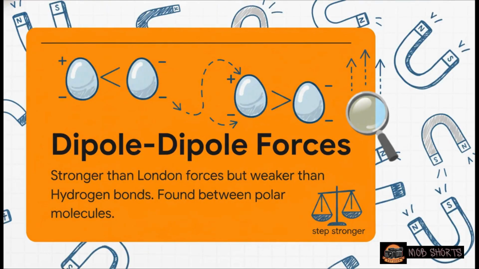Okay, moving up the ladder, we have dipole-dipole forces. These are a step stronger. They only happen in what we call polar molecules. Those are molecules that have a permanent slightly positive end and a slightly negative end. They're basically like tiny little magnets attracting each other.